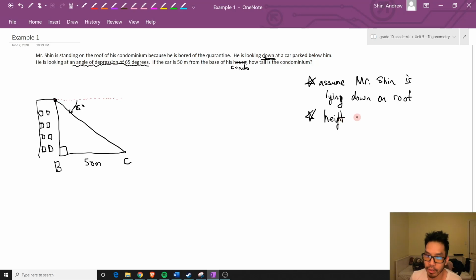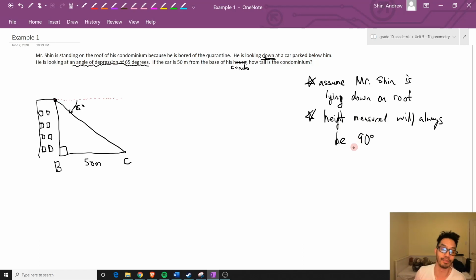Height measured will always be 90 degrees. So whenever you're measuring height, it'll always be 90 degrees, this part. That's what I'm saying there. This is not very good English right now. Okay, so as you can see, we have our triangle here. Let me get some green. Wow, having some trouble here. So here's the triangle.